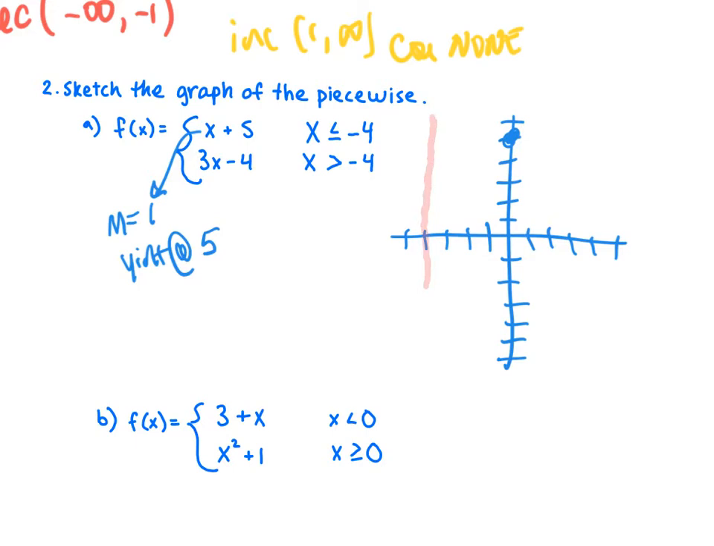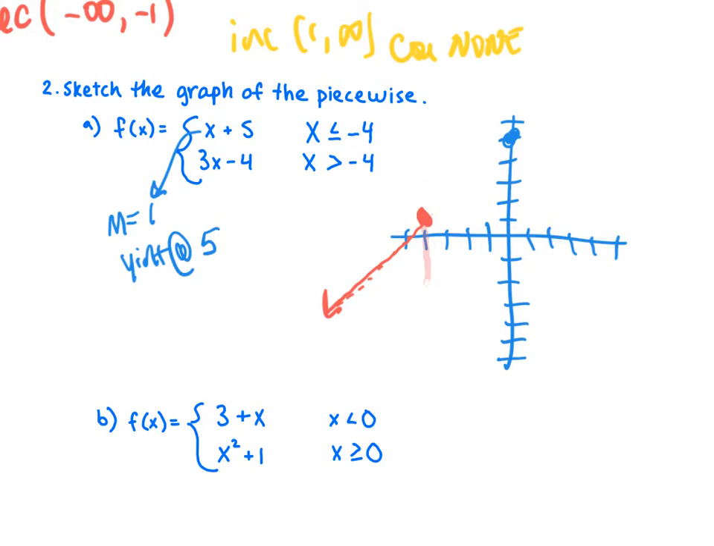So this graph would go something like this, in this direction. All I want is the stuff that is less than or equal to. So I have a closed dot here, and I want this part of the line. And everything else on my piecewise function, I would erase.